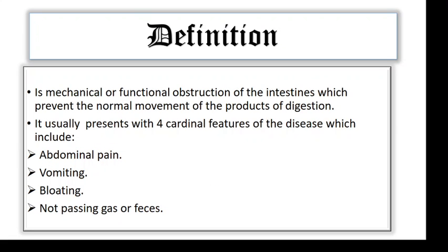The definition of intestinal obstruction is mechanical or functional obstruction of the intestine which prevents the normal movement of the products of digestion through it. It usually presents with four cardinal features or signs of the disease. These include abdominal pain, vomiting, bloating, and failure of passage of gas or feces.